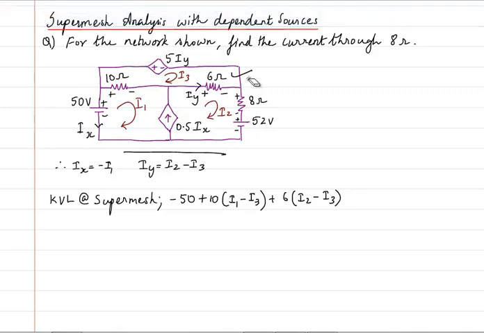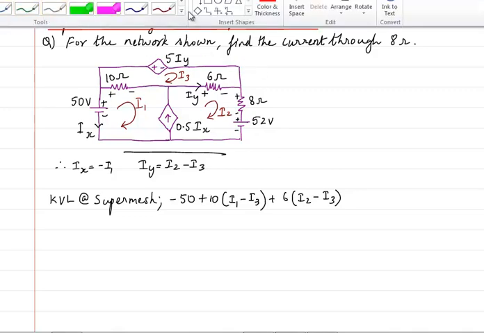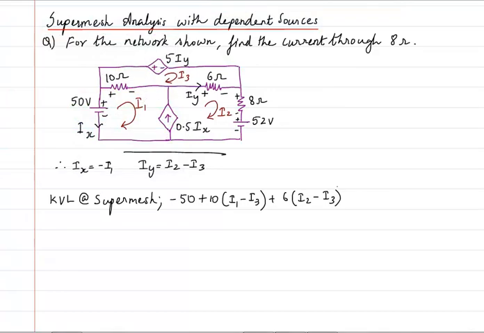Good. Then I am having the 8 ohm resistor, so again back of the bogie. So now I am having the 8 ohm resistor, so this is plus 8 I2. Okay, and then the last one is going to be plus 52. So that is going to be equal to 0, from which I can write the I1 term to be 10 I1.